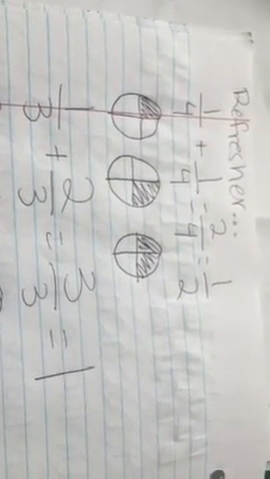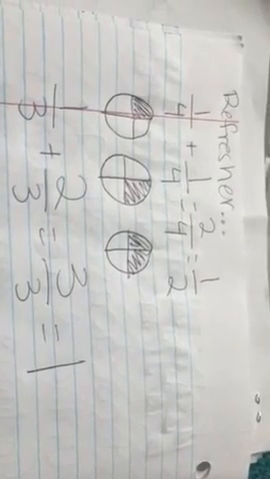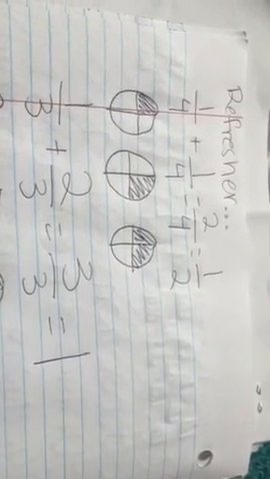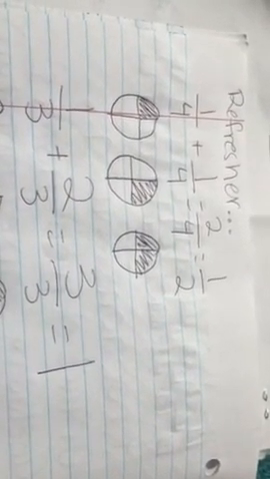Now, let's look at another one. 1/3 plus 2/3 equals 3/3, and we know that because, again, we do not add the denominators, we just carry it over, and then we add the numerators. And so you can see in the pictures, 1/3 plus 2/3 equals 3/3, and that can be simplified by dividing the numerator and denominator by 3 to equal 1.